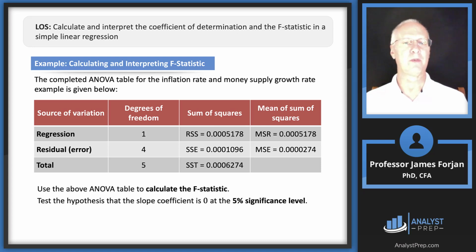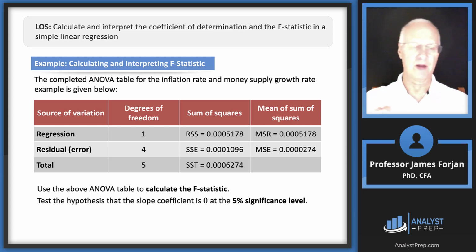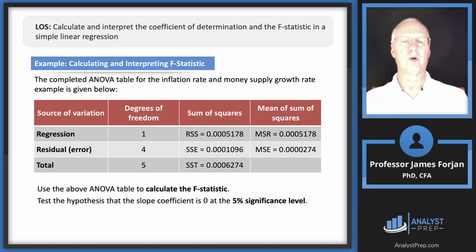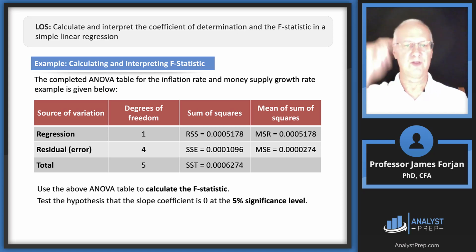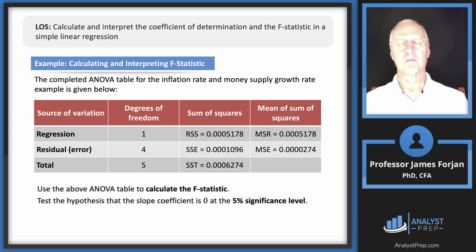All right, so this is what I was telling you. Let's look at a quick example. Go back to our inflation and money supply. We have one independent variable, right? So the degrees of freedom for the regression equation is 1. The degrees of freedom for the error is n minus 2, so 6 minus 2 is 4. Yeah, I did the math right there. If you add 1 and 4, you get 5.